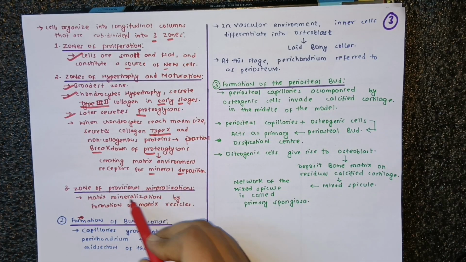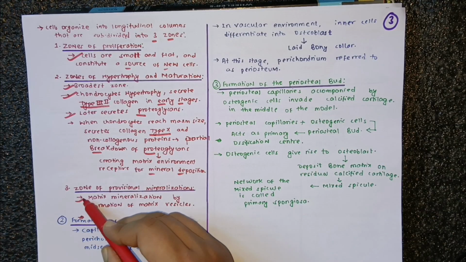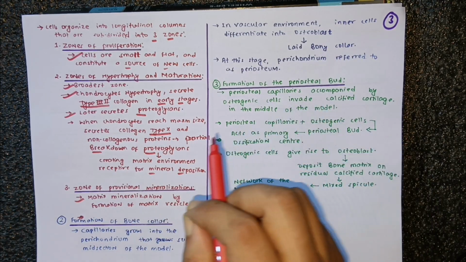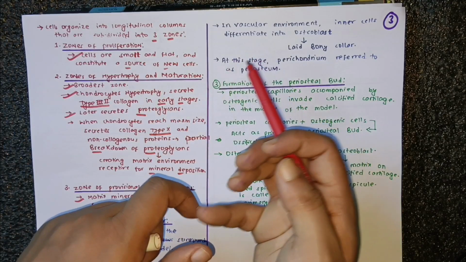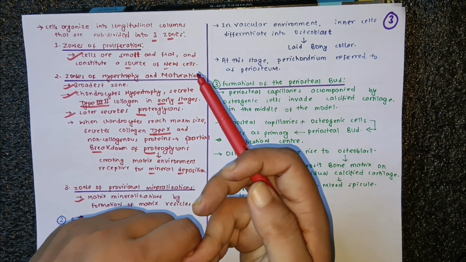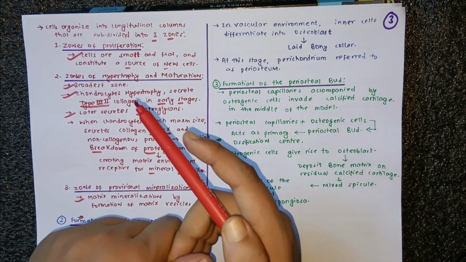After that, we have the zone of provisional mineralization, so matrix mineralization by the formation of the matrix vesicle. So in this zone there is mineralization by the matrix vesicle. So first zone is the zone of proliferation, second zone is the zone of hypertrophy and maturation, and our third zone is the zone of provisional mineralization.